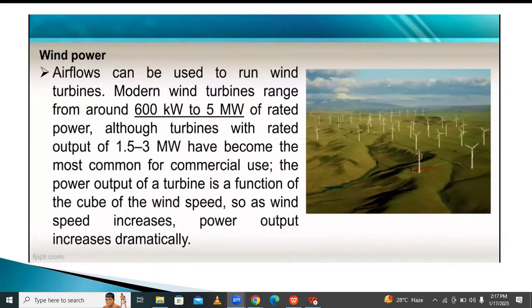What are the renewable sources? The first one is wind power. Airflow can be used to run wind turbines, and by using wind turbines we can generate electricity. The wind turbine shaft is connected to a generator, and when the generator rotates, we generate electricity in wind power plants. Modern wind turbines range from 600 kilowatts to 5 megawatts rated, and a typical turbine is rated at an output of 1.5 to 3 megawatts. This is one of the renewable energy sources, called wind power.